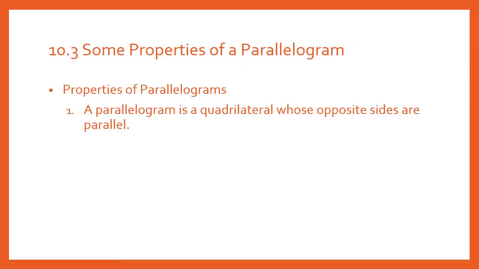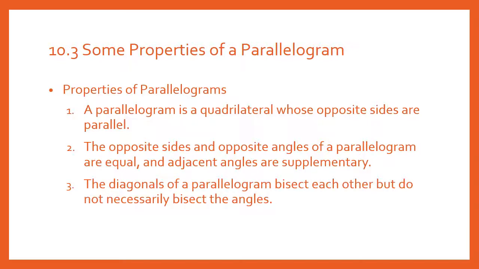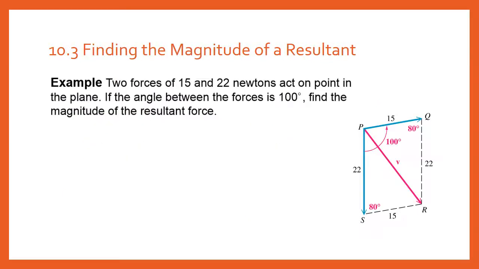A few properties of parallelograms which can help us with vectors. A parallelogram is a quadrilateral whose opposite sides are parallel. The opposite sides and angles of a parallelogram are equal, and adjacent angles are supplementary. The diagonals of a parallelogram bisect each other, in other words, cut each other in half, but do not necessarily bisect the angles. They don't necessarily cut the angles. And let's try this problem. Read over the problem, pause the recording, give it a try, and resume to check your answer.